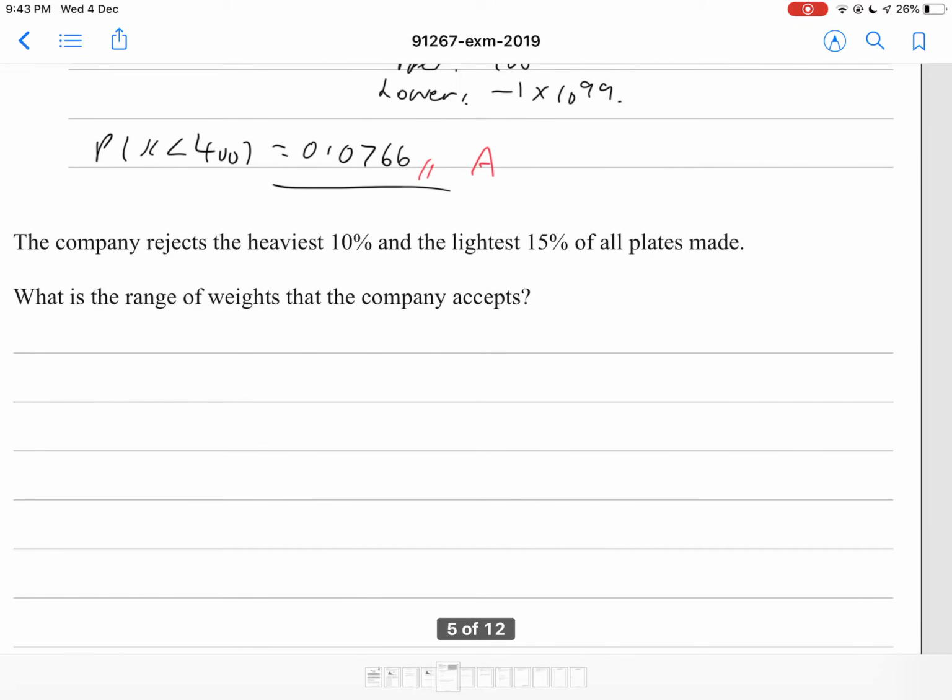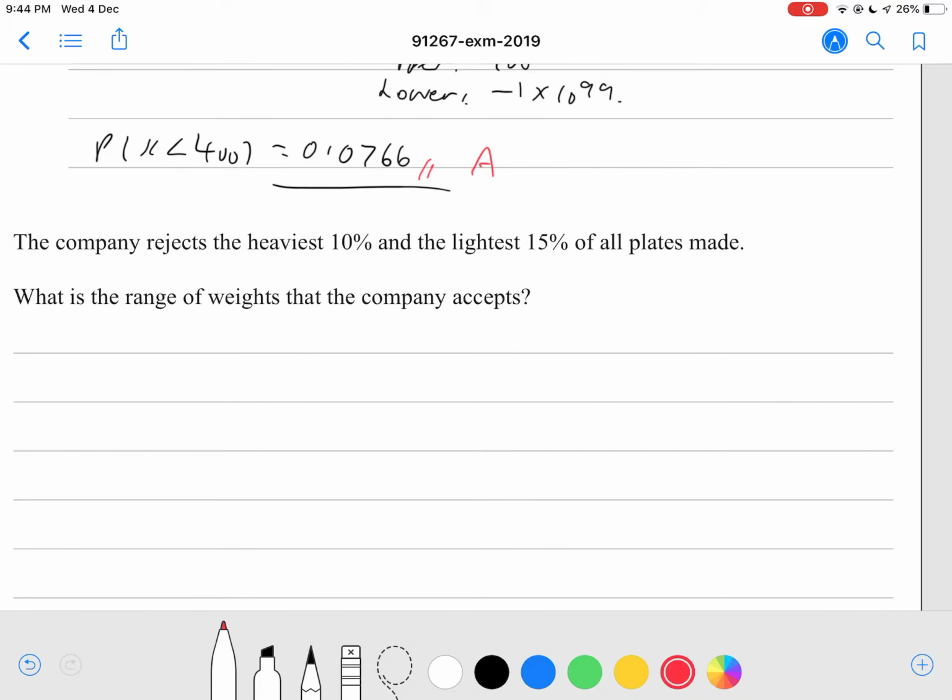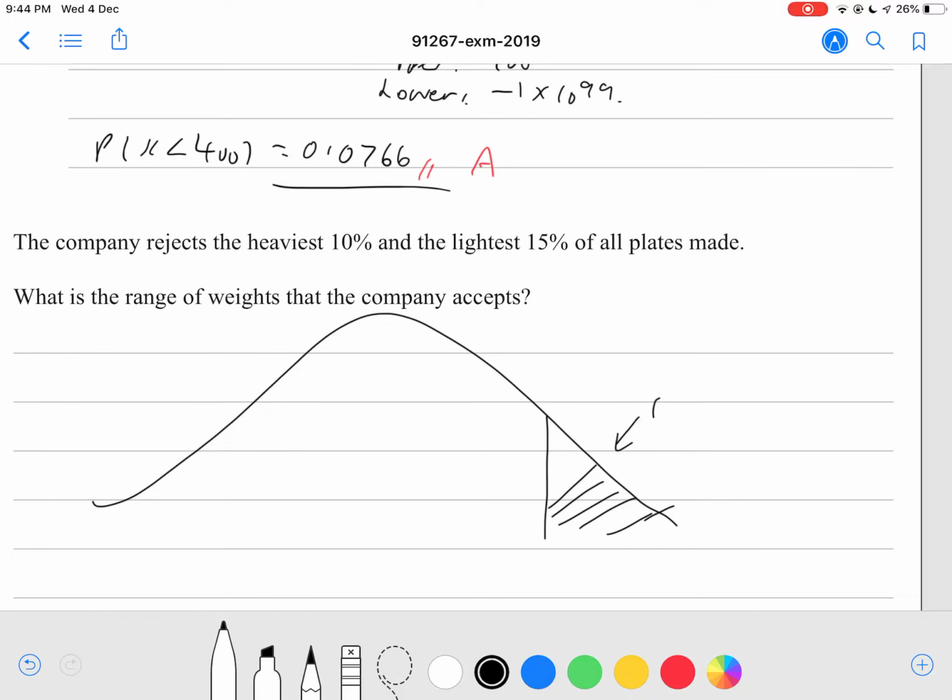Alright, B. The company rejects the heaviest 10% and the lightest 15% of all plates made. What is the range of weights that the company accepts? The easiest way to do this question is to draw a rough diagram of your normal distribution. The company rejects the heaviest 10%, so let's say this is the heaviest 10% here. This is rejected.